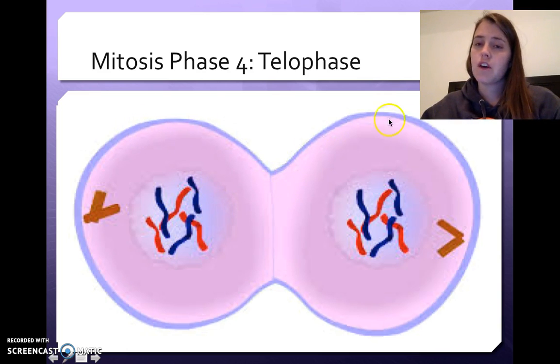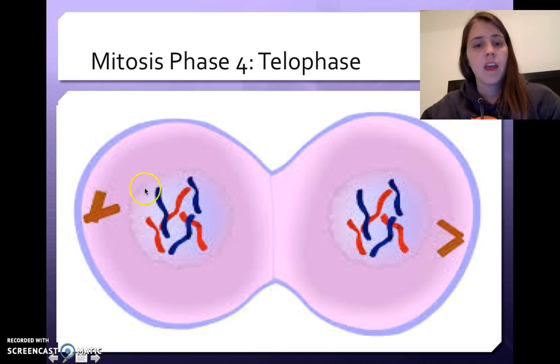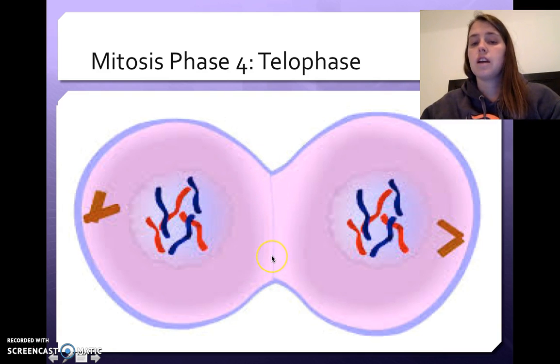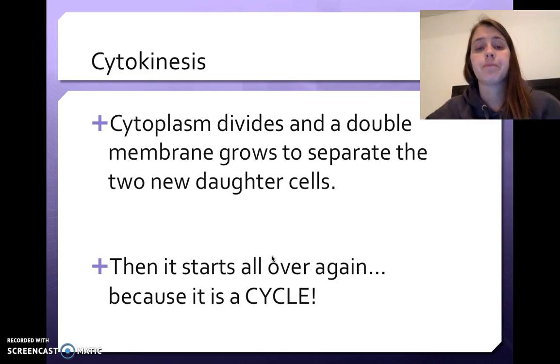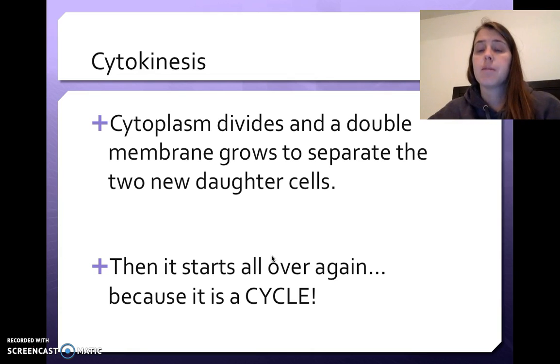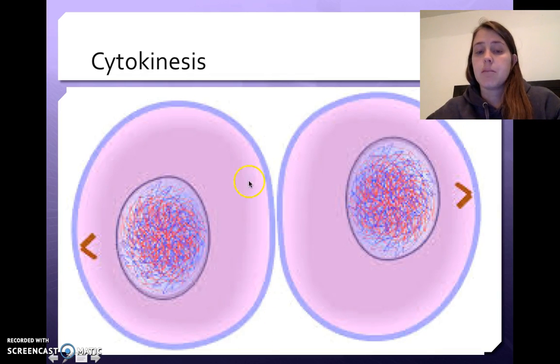So notice this has elongated more and started to pinch more in the middle. The spindle's completely gone. And notice that the nucleus is beginning to reform. So this guy has a nucleus, and this guy has a nucleus. Also, you can start to see a faint line here, and that faint line is where the cytokinesis is actually going to happen. So remember that cytokinesis divides the cytoplasm, and basically a new membrane grows in between those two. Okay, and then it basically pinches off, and each cell has its own.